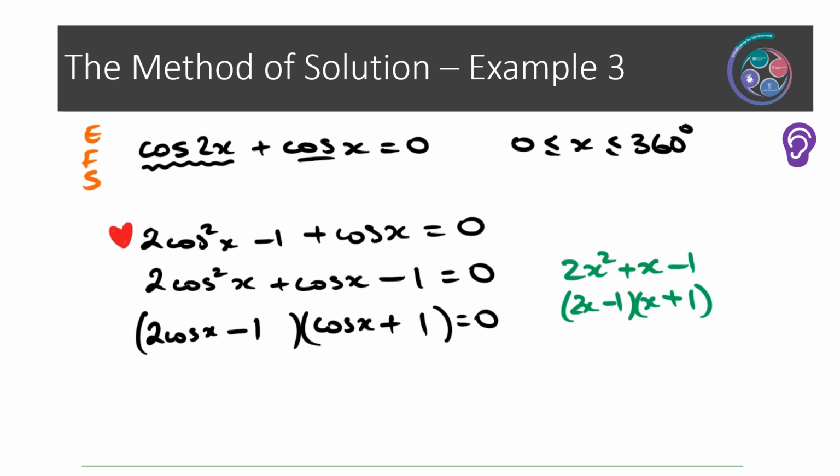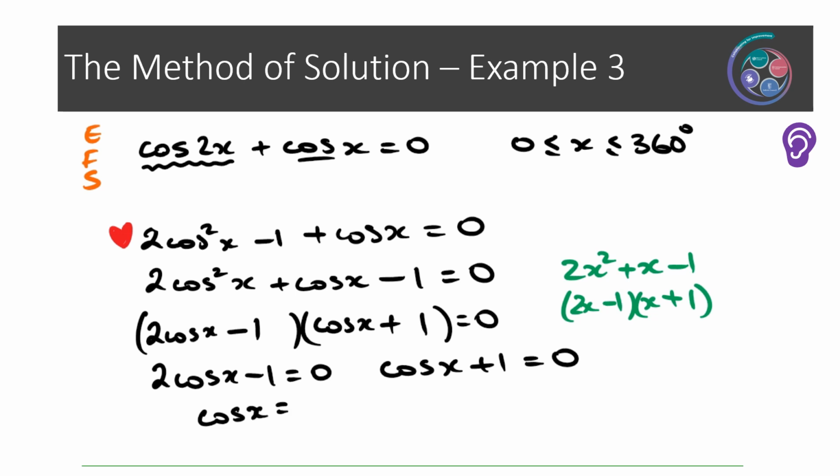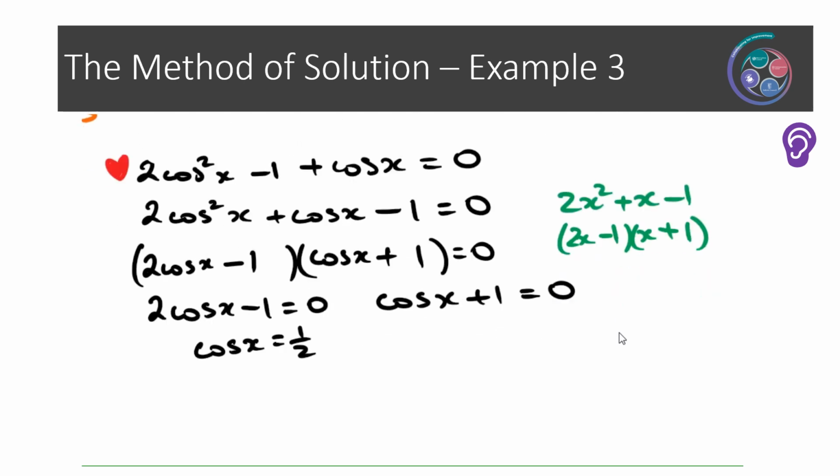Okay, so we set the first factor equal to 0. So when does 2 cos x minus 1 equal 0? And then we set the second factor equal to 0. When does cos x plus 1 equal 0? Okay, rearranging this first little equation, we get cos x equals, take the negative 1 over, take the 2 over, we get cos x equals 1/2. Just let me slide this up a wee bit so that we can get a bit more space.